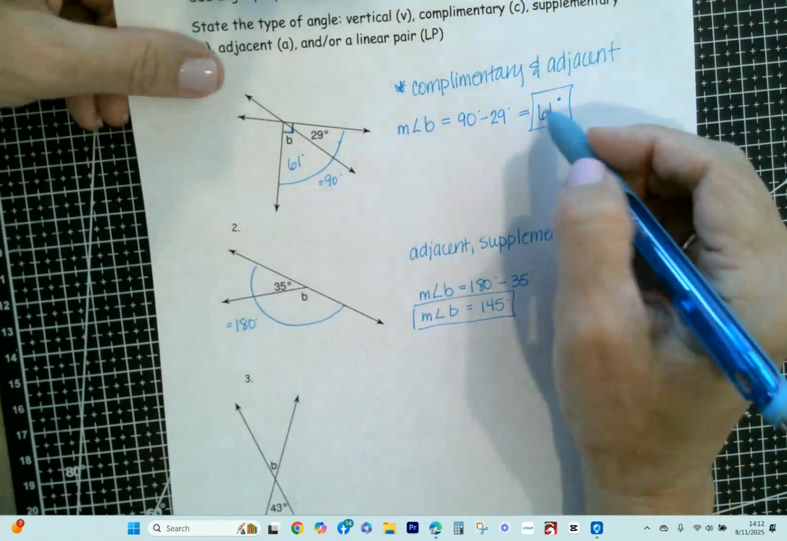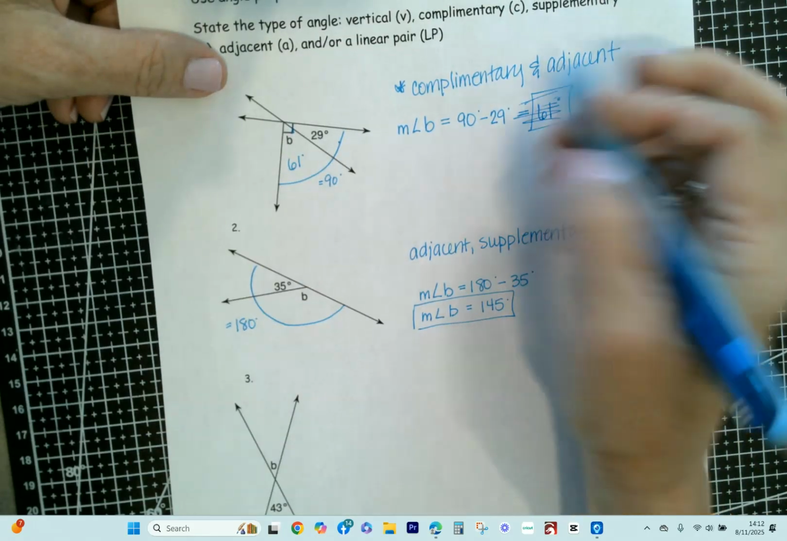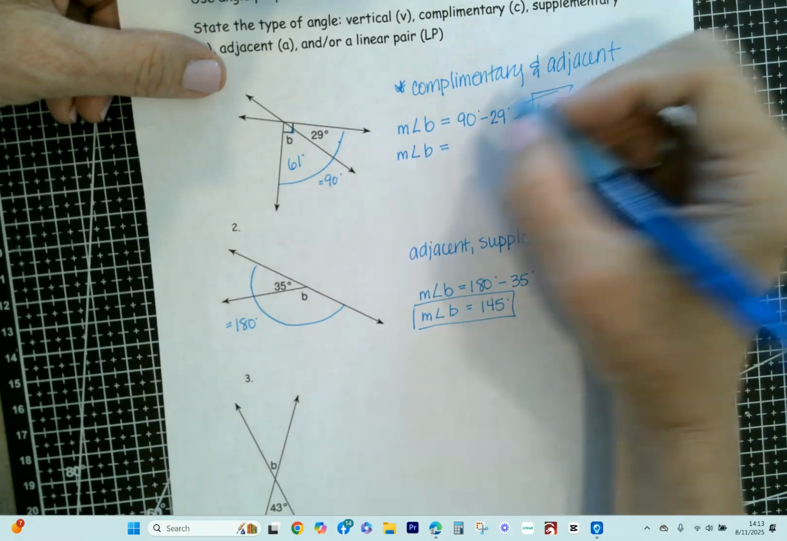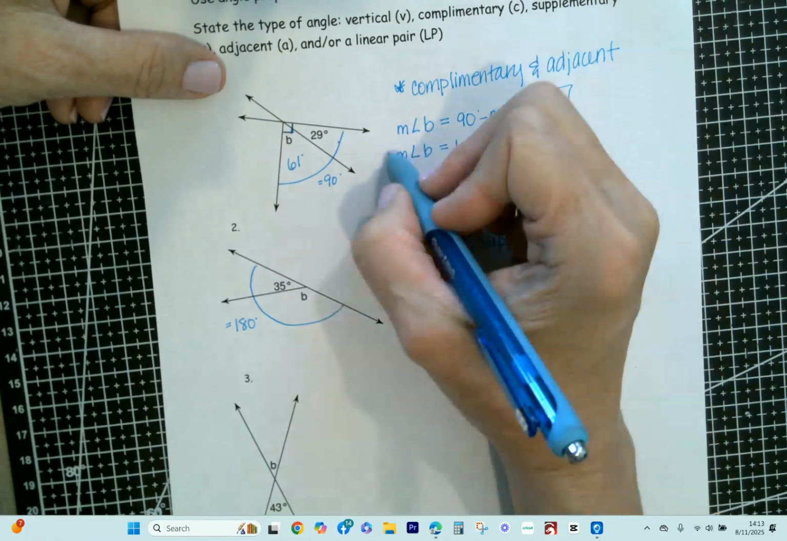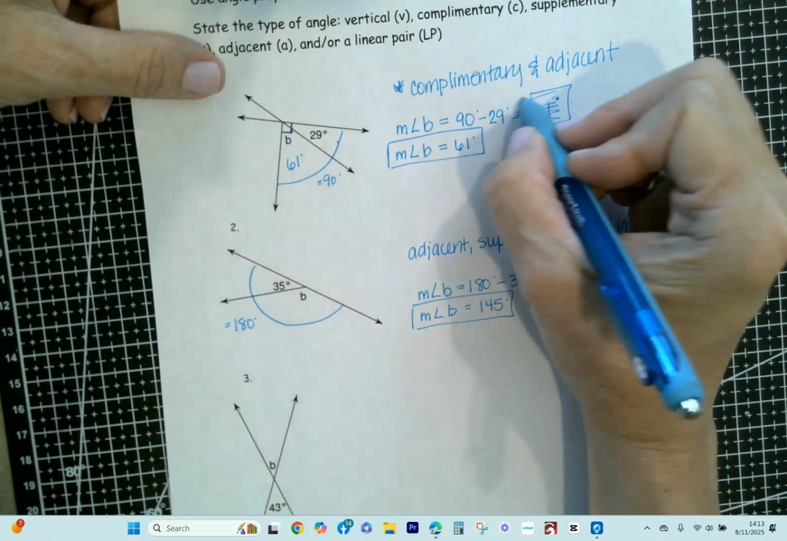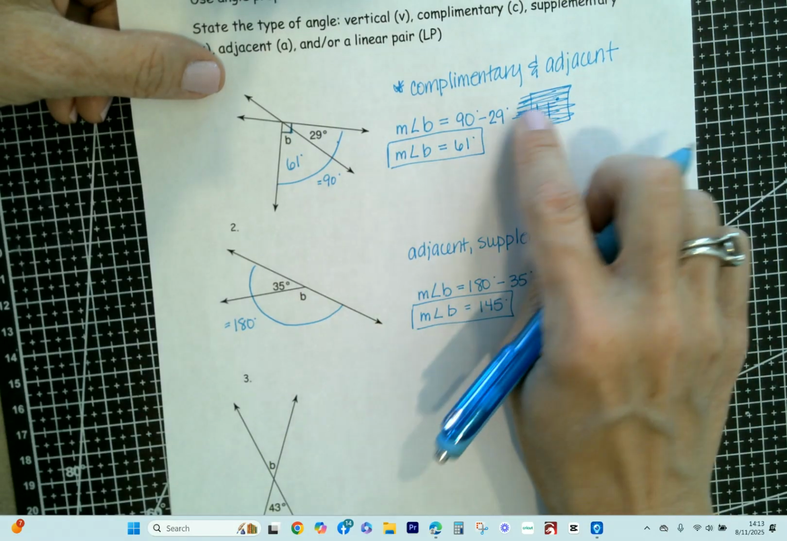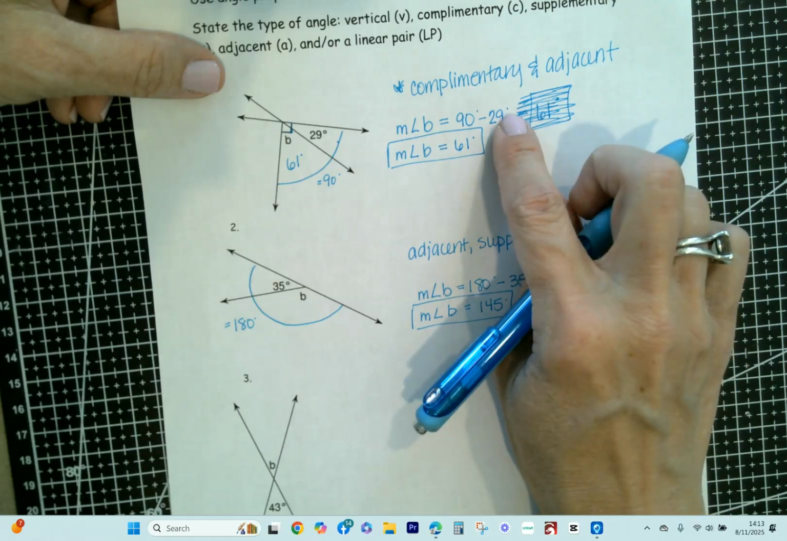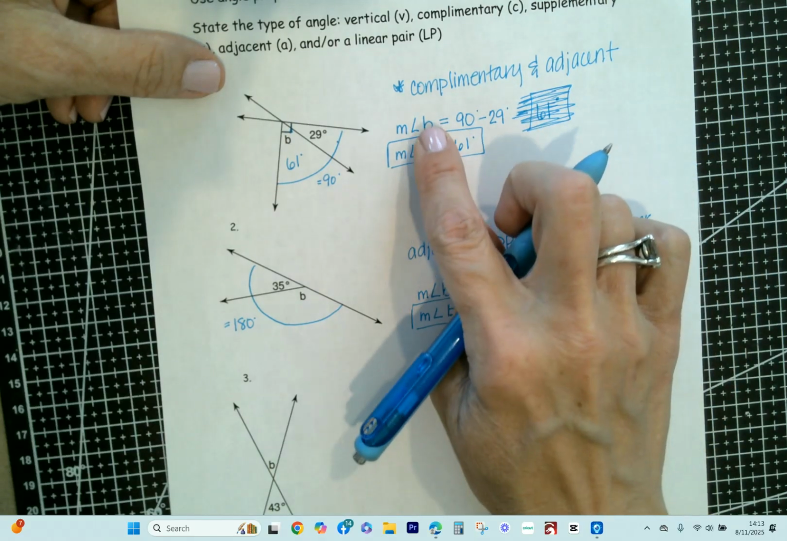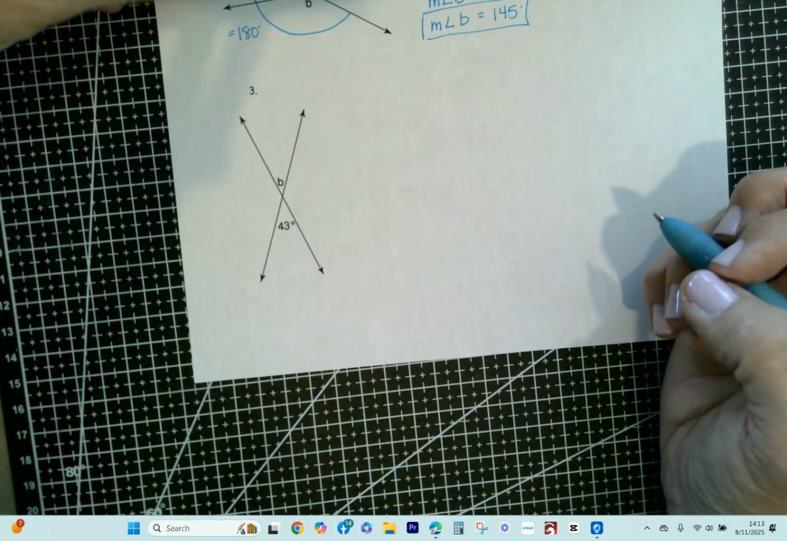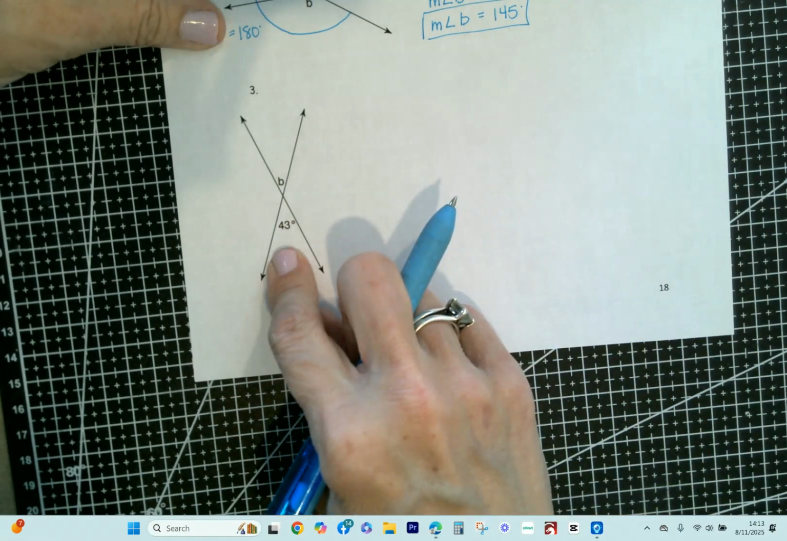Probably we don't really want to be doing this, to be honest. We really want to maintain our algebra skills, so I would rather you write it like that. This can sometimes confuse people, especially if you're all over the place. So just do it like you normally would in an algebra equation.